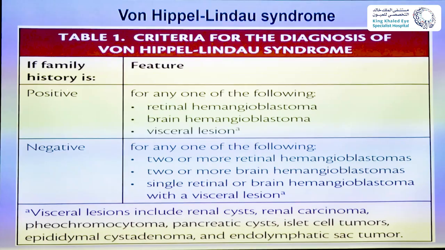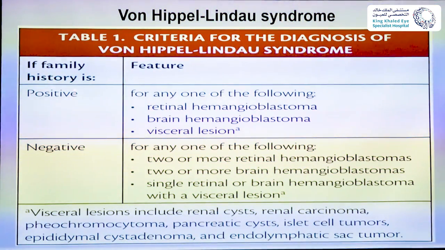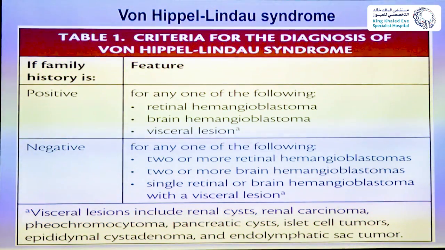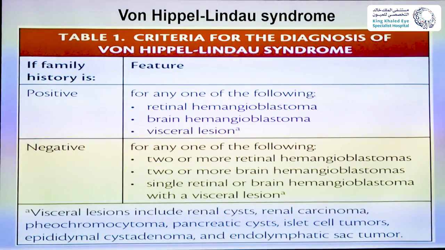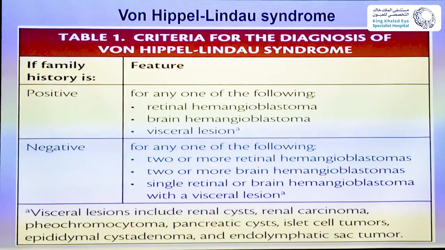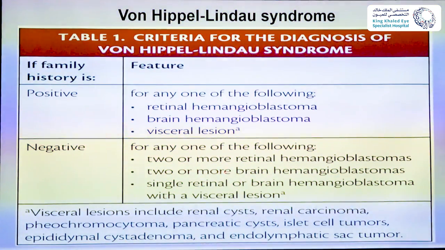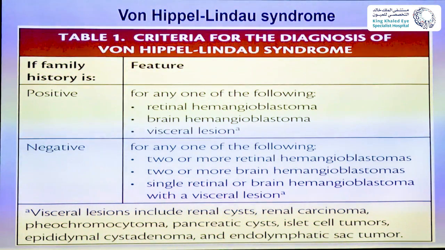Family history is also important here in VHL. If you have a positive family history, just one lesion is enough, either in the retina, in the brain, or the viscera. If you have a negative family history, it takes more effort, because you should compensate with two or more lesions, either in the retina or in the brain, but at least one of them present in addition to the visceral tumor. So that's important.